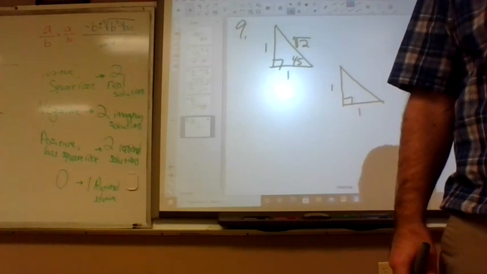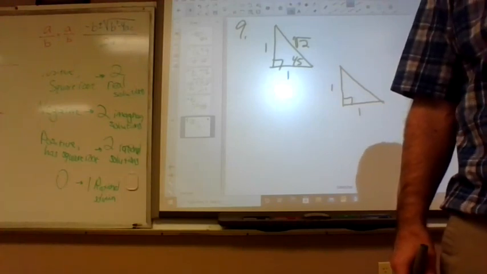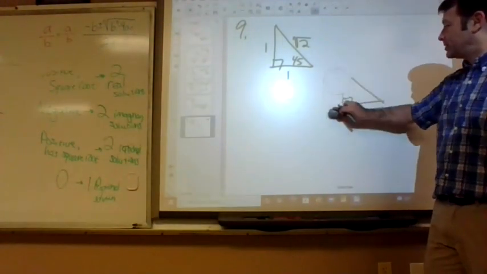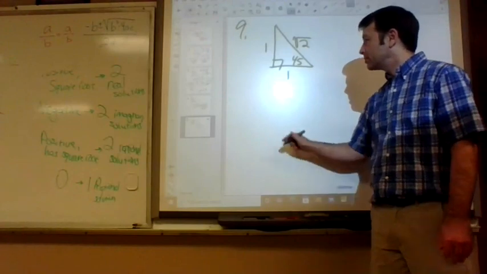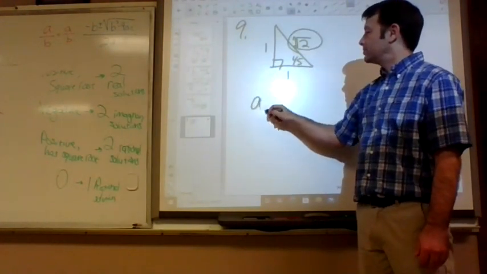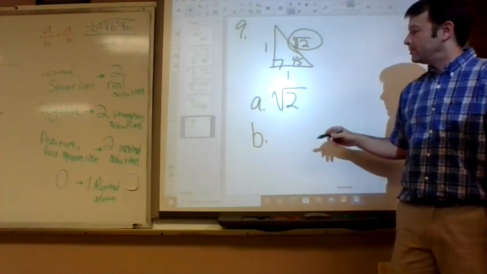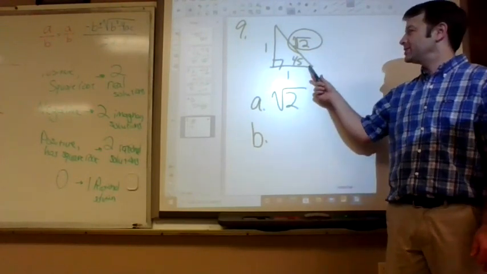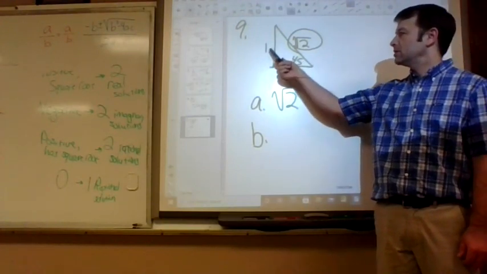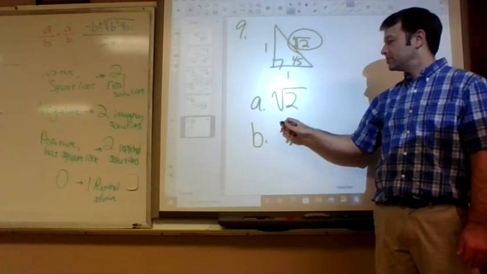Use part A to find the exact value of each of the following. What is tangent of 45? It's basically what we were just doing. A is square root of 2, the hypotenuse. B is what is tangent of 45? Tangent is opposite over adjacent, 1 over 1. So it's 1.